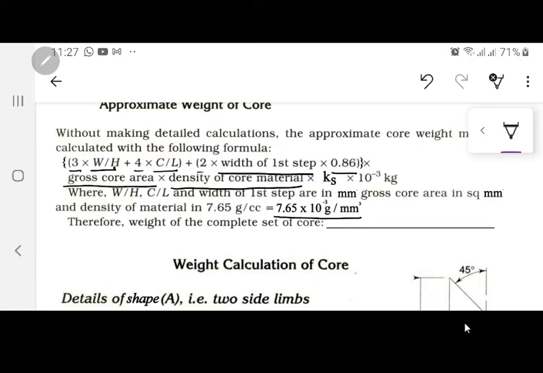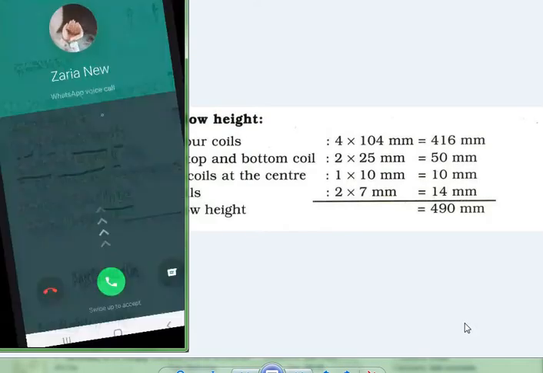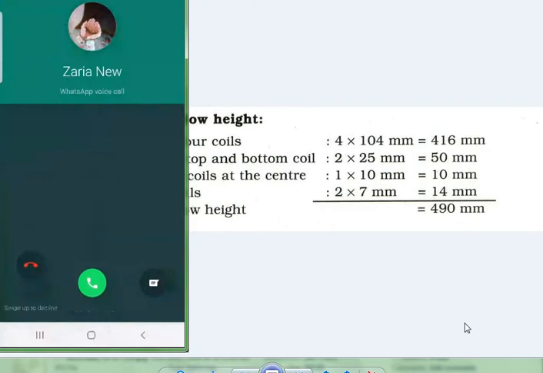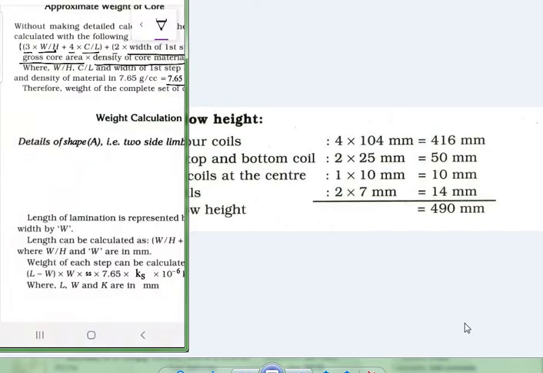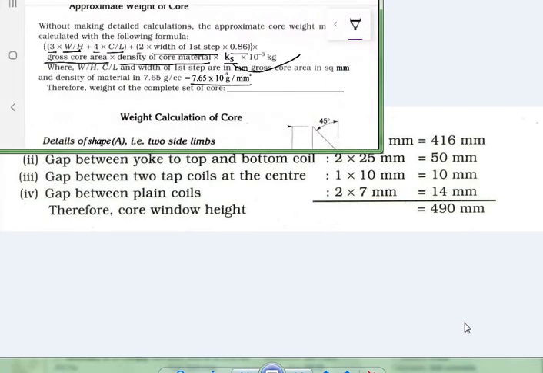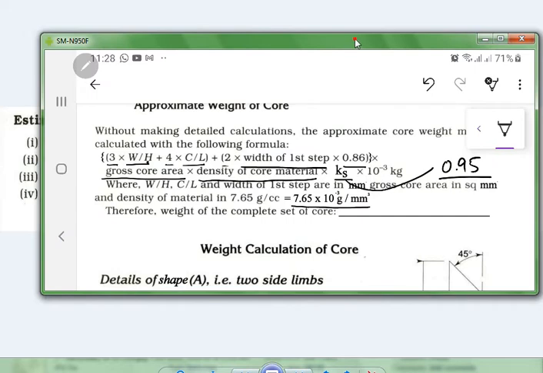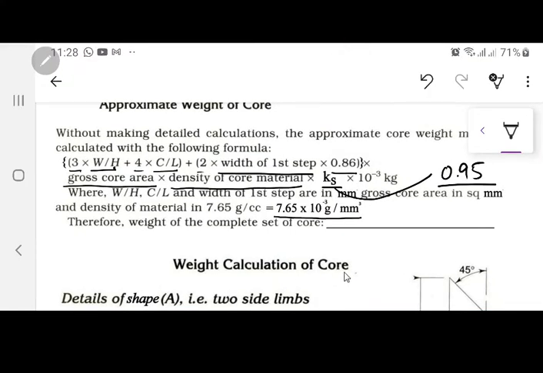One thing very important: in the book, this chapter, they are shuffling between centimeter and millimeter. In these tables, I have shifted everything to millimeter, so you will see a little bit of difference between this one and the book. Don't confuse over there. Into KS. What is KS? Stacking factor, 0.95, and into 10 raised to power minus 3 kilogram.